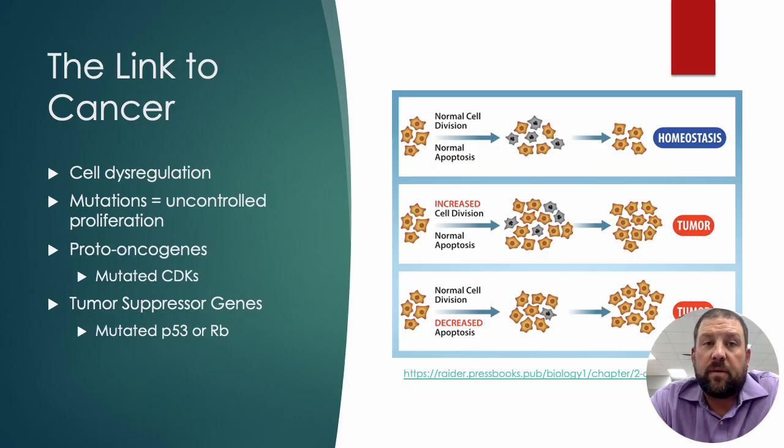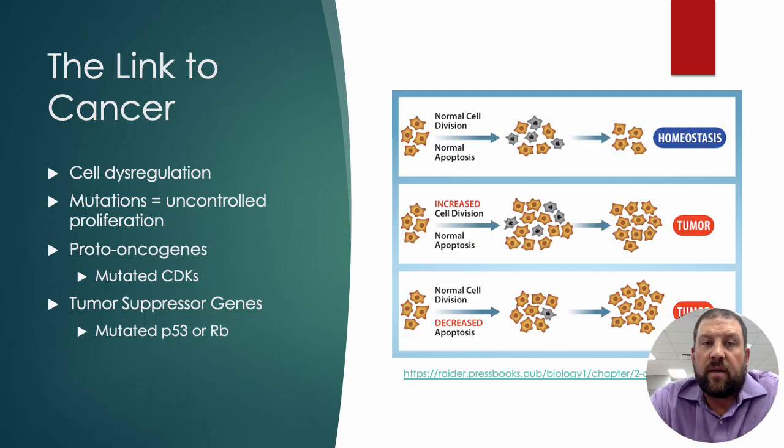Now let's talk about how the cell cycle is directly linked to cancer. Cancer develops when normal control systems in the cell cycle break down, leading to uncontrolled growth and division. This happens through cell dysregulation, where the normal checks and balances of the cell cycle are lost. A major cause of dysregulation is mutations in key regulatory genes.